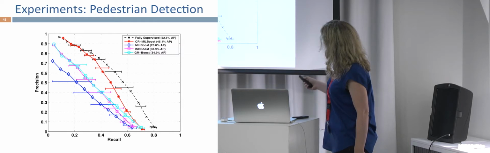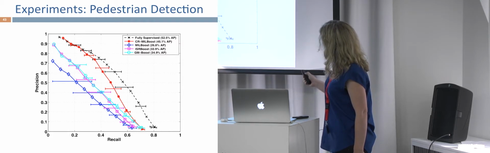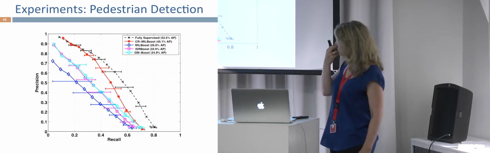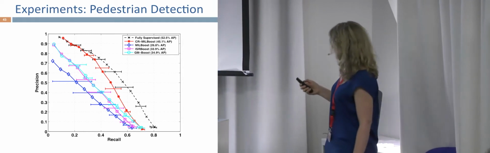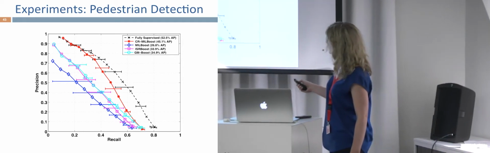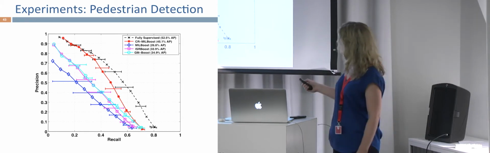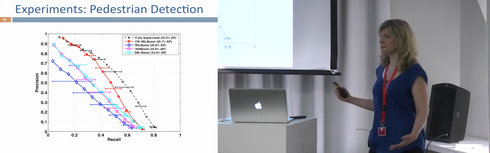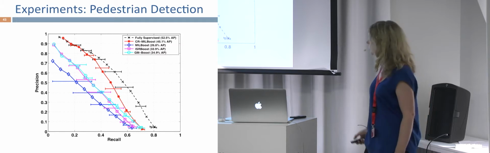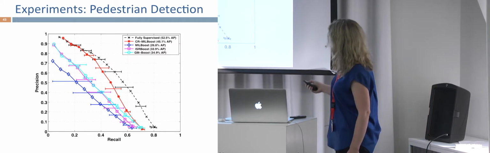To summarize, we can compute the average precision just by averaging precision over all levels of recall. For the fully supervised, it's 52.5%, and for our method, it's 45.1%. So it's not quite as good as having access to all of the bounding box annotations, but it's actually not that far. The gap here is not as large as we would think. It's possibly because the data we used wasn't extremely difficult.